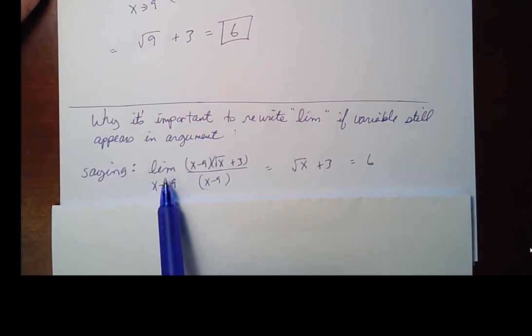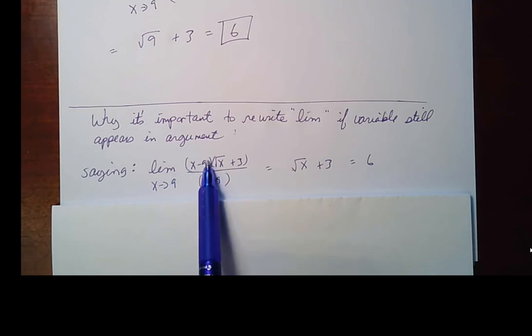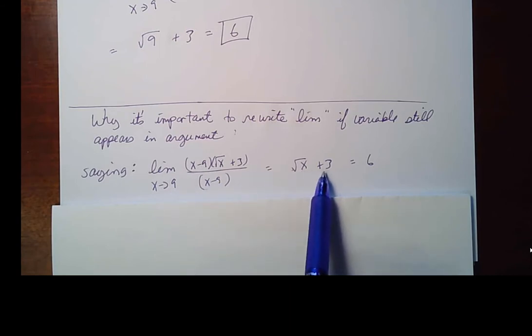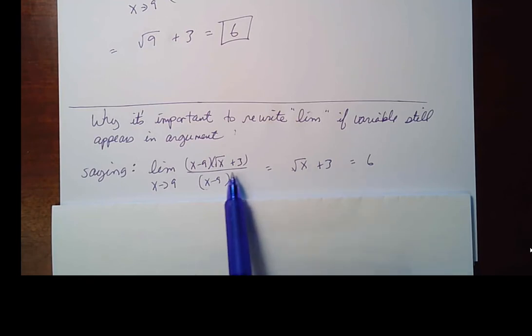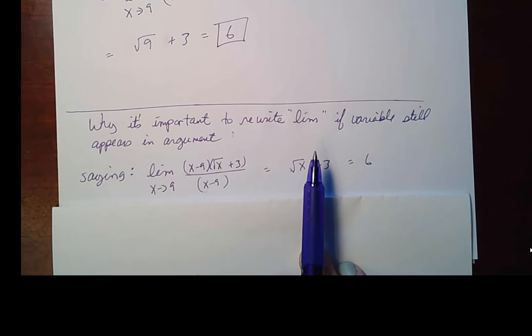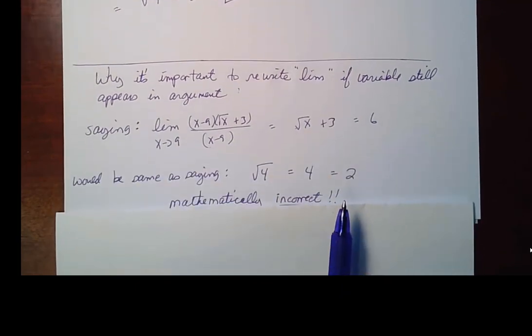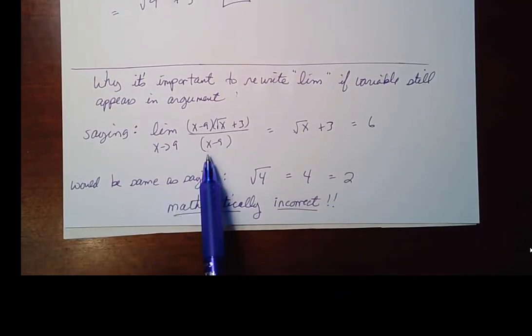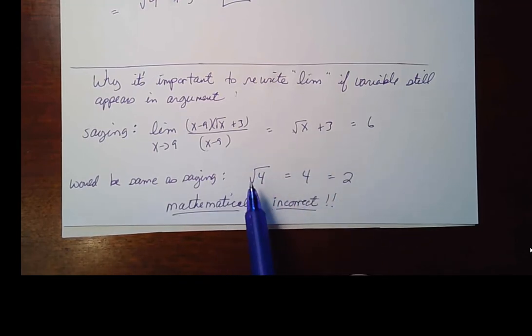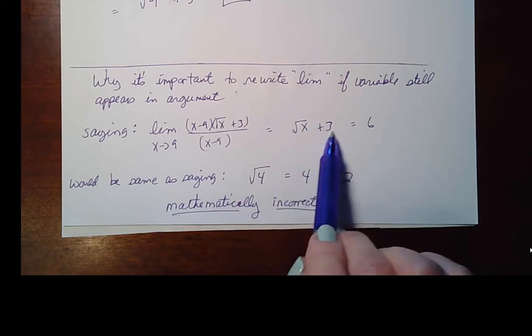Saying this, lim of this guy, which obviously this would cancel, as x approaches 9 equals just square root of x plus 3, no limit, equals 6. Saying this would be tantamount, in other words, the equivalent of saying this. Would you ever do this? This would be the same as saying square root of 4 equals 2? No. That is absolutely mathematically incorrect. It's the same thing. This does not equal this.